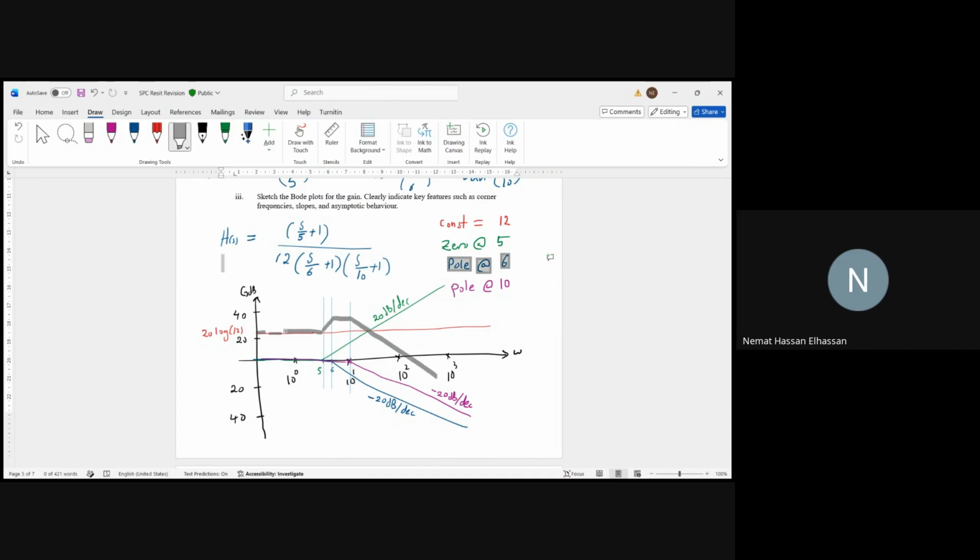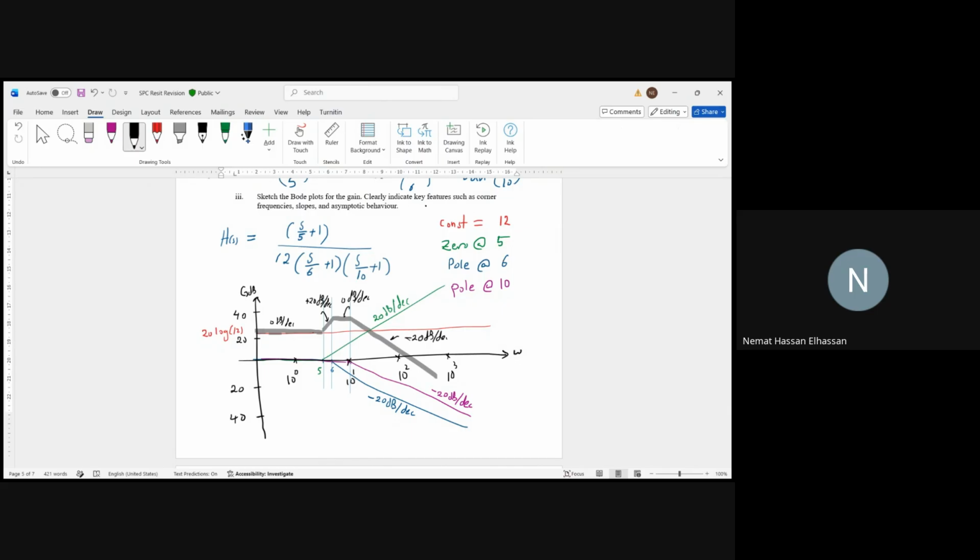Now let's write down the rates of change here. So here we have 0 decibel per decade change, it's not changing. Here we have positive 20 decibels per decade. Here we have 0 decibels per decade again. And here we have negative 20 decibel per decade. So the gray line represents the overall Bode plot gain for the circuit.